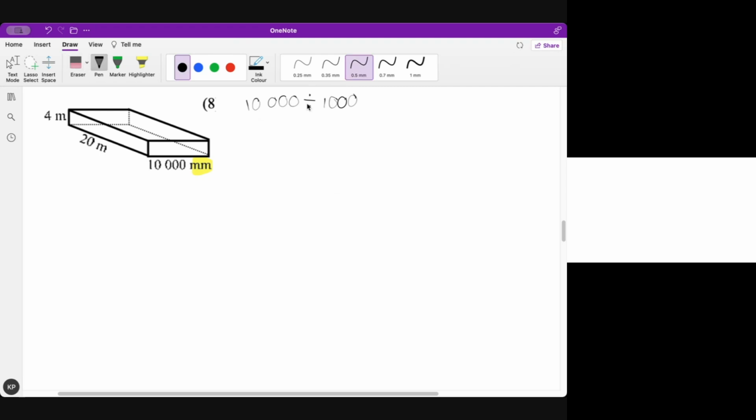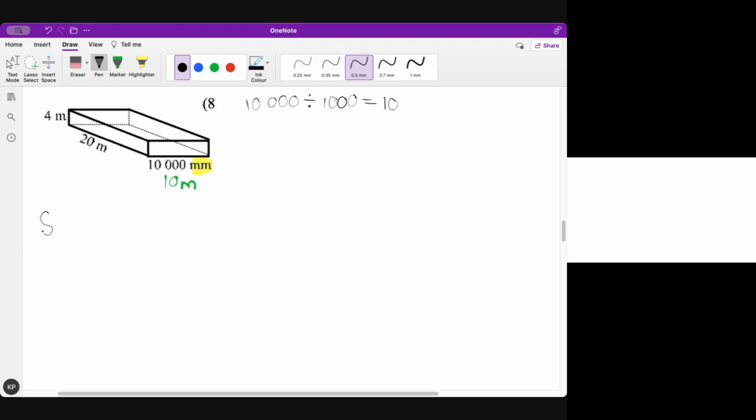What's 10,000 divided by 1,000? You'll be fine, guys. It's not that bad. Just learn the stuff. Okay, you'll be fine. Oh, Andil already told me the answer. Thank you. So this is 10. So it's equivalent to 10 meters. Great. Now we can do what we are here to do.